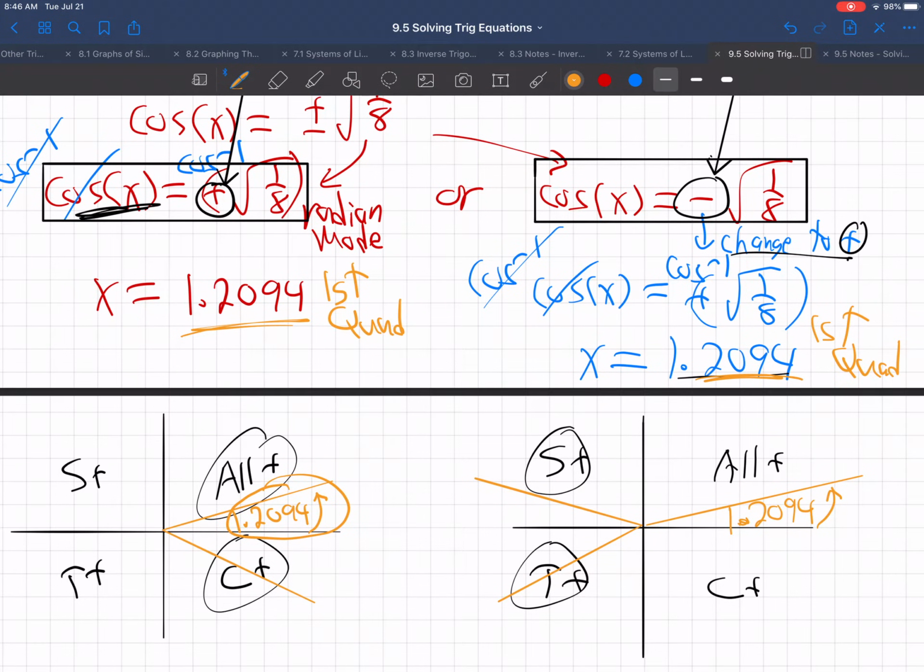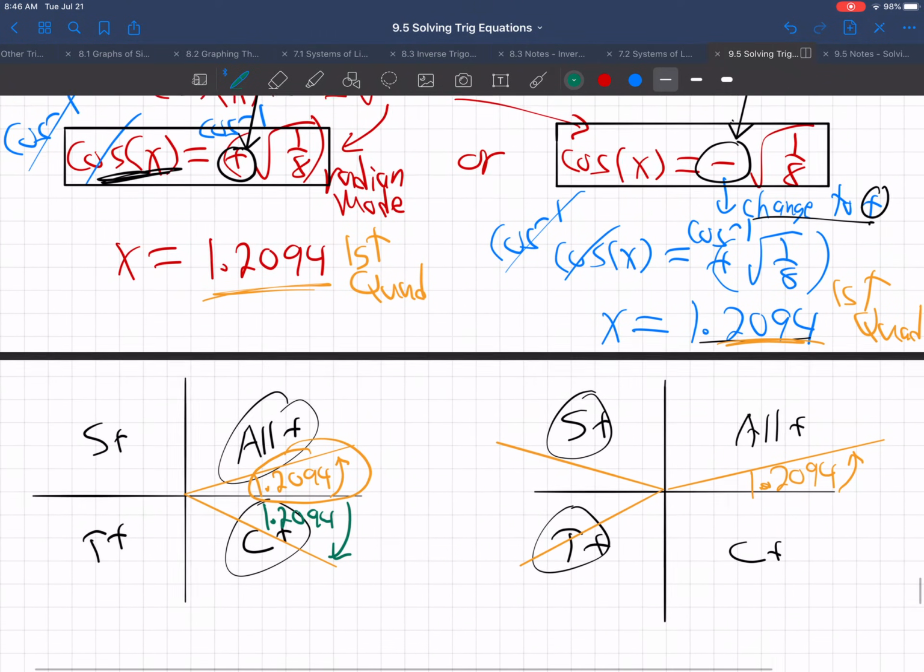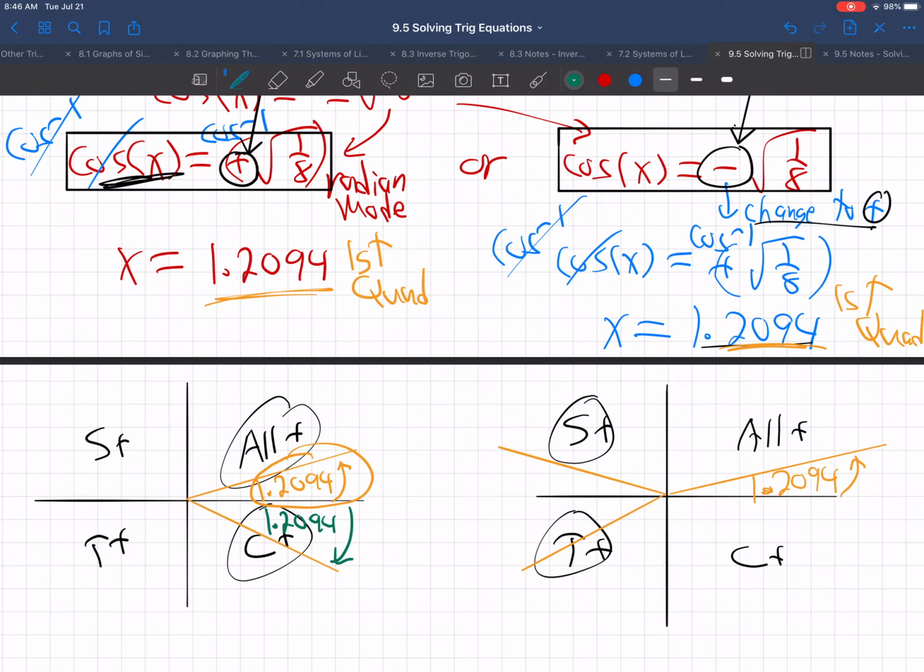And then the other answer we need is we need the answer coming down this way. Same amount, 1.2094. We need to find that same spot in the fourth quadrant. How do we find that same angle in the fourth quadrant? By same angle, I mean it's the same distance from the x-axis. Well, we're talking about the angle that goes from 0 all the way to there, right? They all start at 0, and they go all the way to there. That's the angle. How do we find that angle? Well, can you picture it?